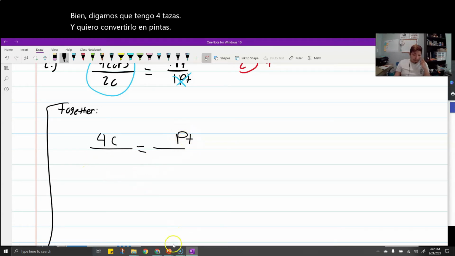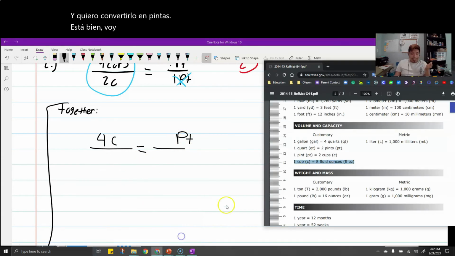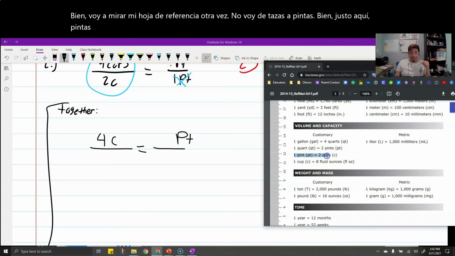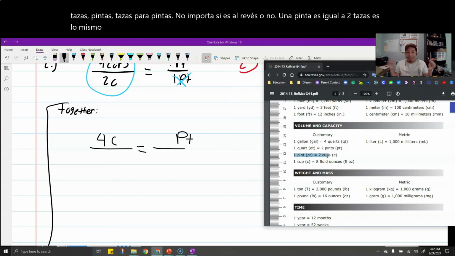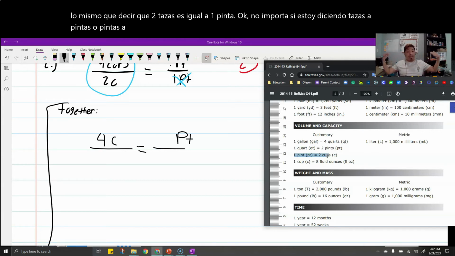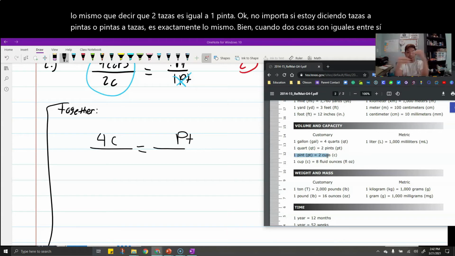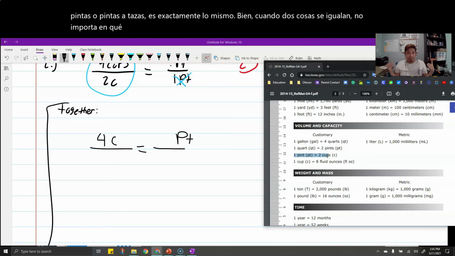Okay? I'm going to look at my reference sheet again, and I'm going from cups to pints. Right here. Cups to pints. It doesn't matter whether it's backwards or not. 1 pint equals 2 cups. It's the same thing as saying 2 cups equals 1 pint. It doesn't matter whether I'm saying cups to pints or pints to cups. It's the exact same thing. When 2 things equal each other, it doesn't matter in what order they go, because they equal each other.